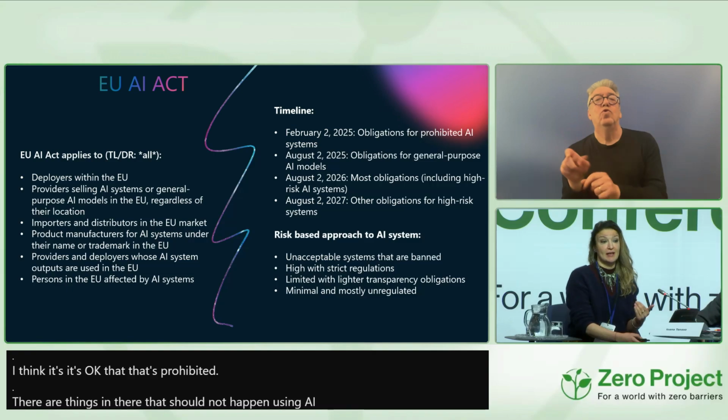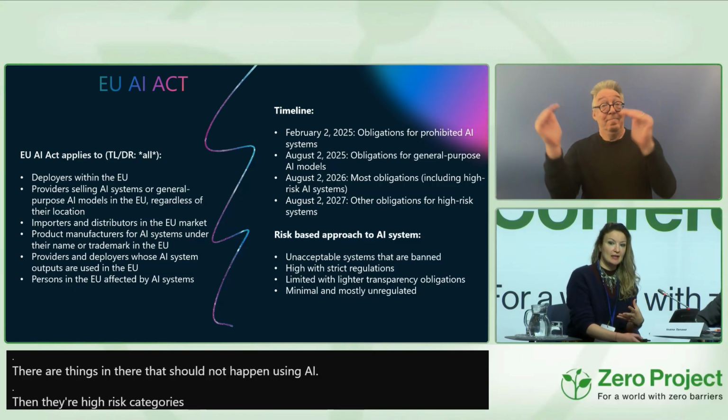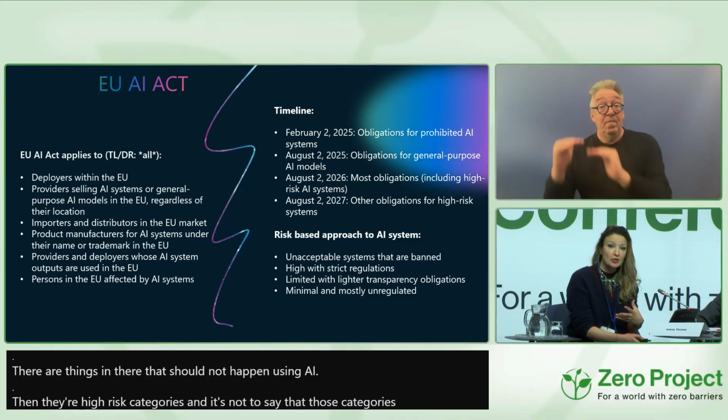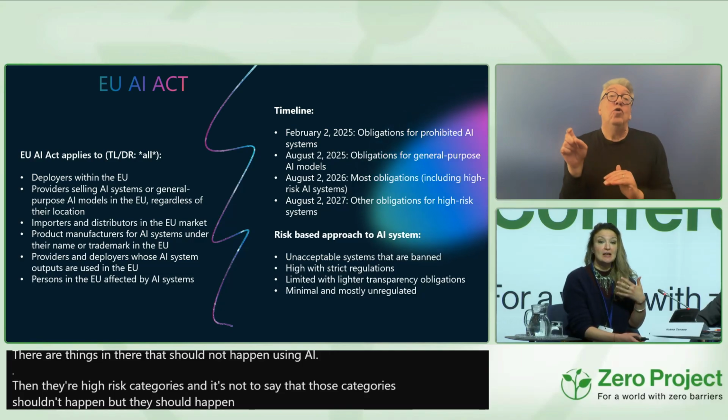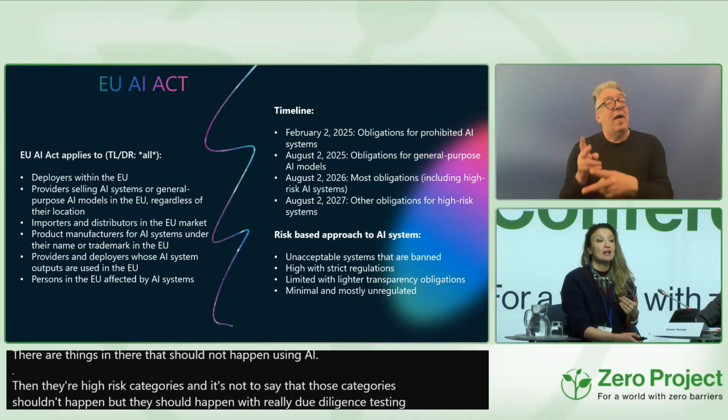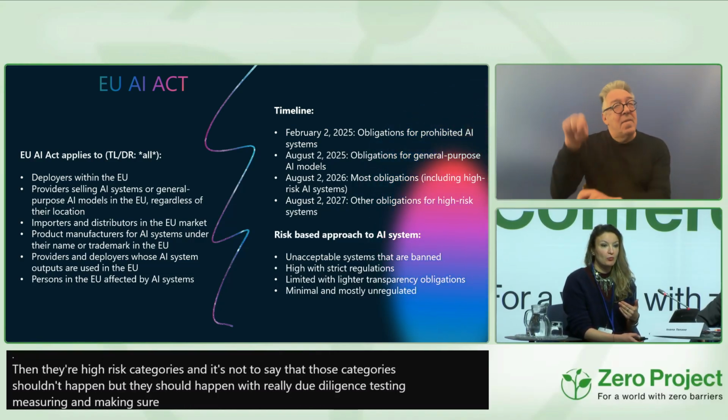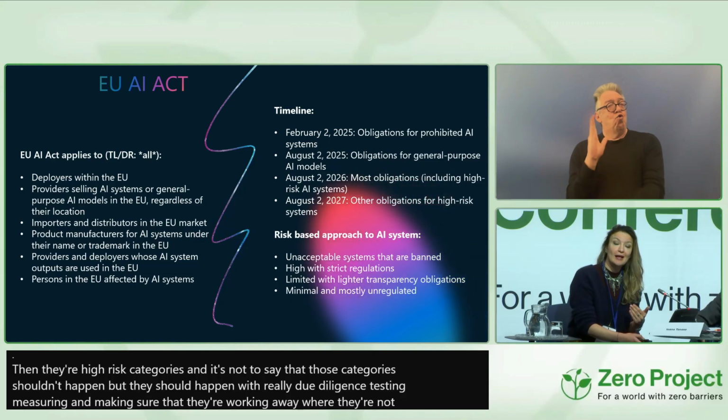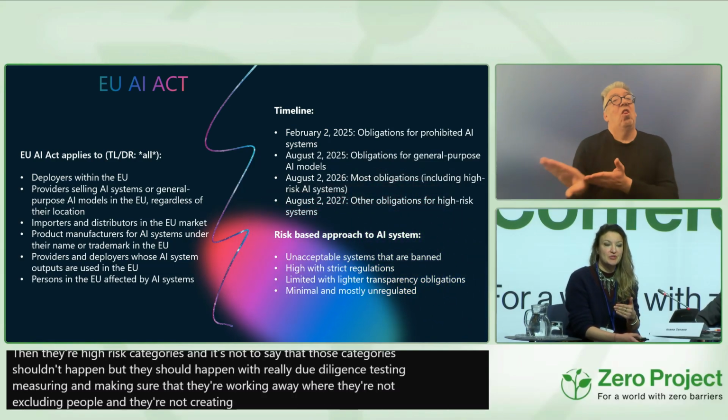Then there are high-risk categories. And it's not to say that those categories shouldn't happen, but they should happen with real due diligence, testing, and measuring, and making sure that they're working in a way where they're not excluding people and they're not creating further gaps.